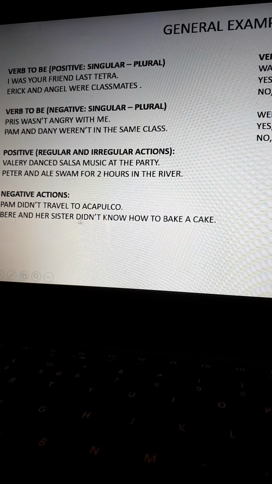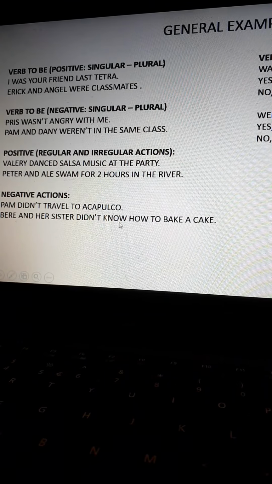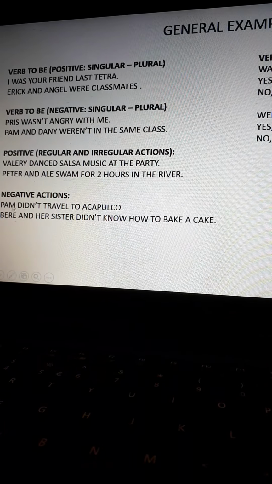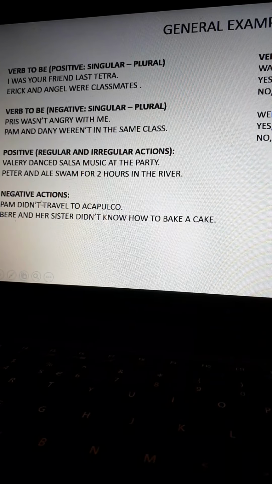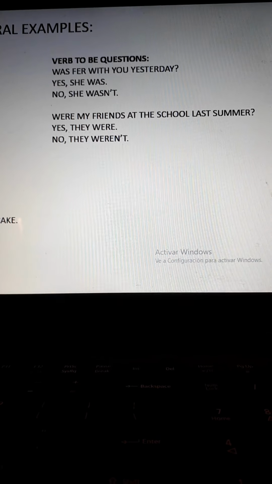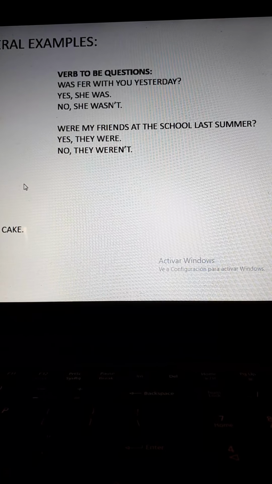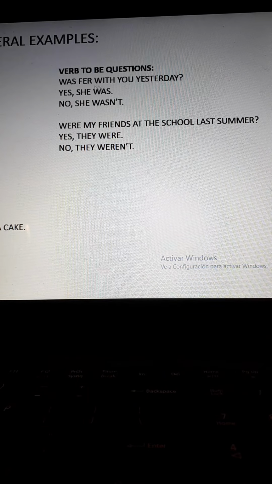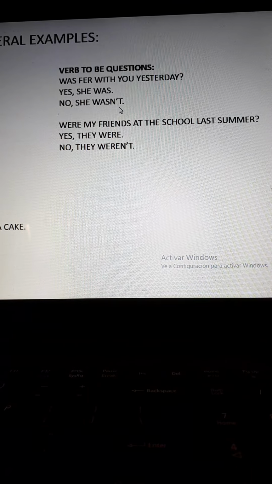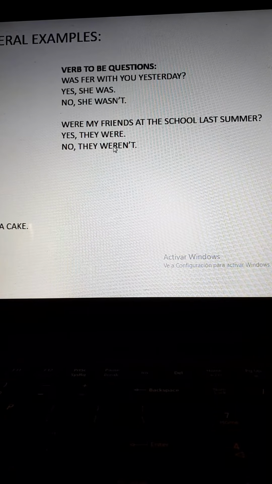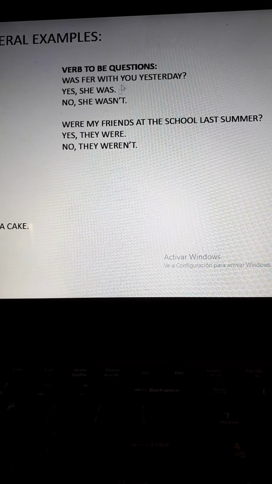As you remember, auxiliary didn't plus the action in base form, okay? Auxiliary didn't plus the action in base form for negative actions. And then for questions, okay? For questions with the verb to be, it says: Was Fer fair with you yesterday? Yes, she was. No, she wasn't. Were my friends at the school last summer? Yes, they were. No, they weren't. Okay? Plural, positive.